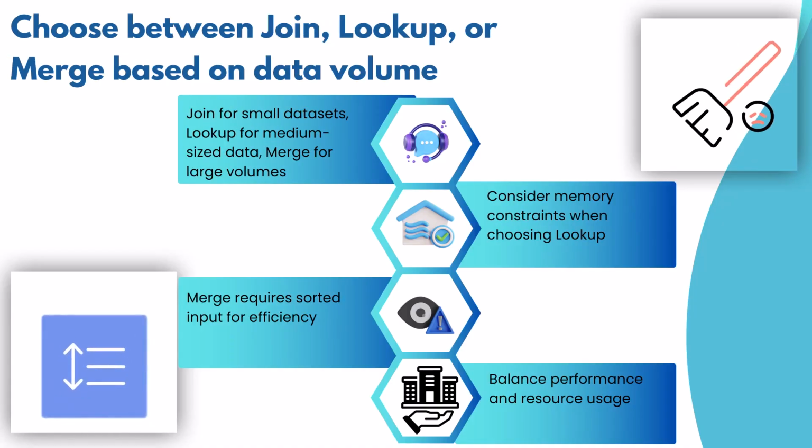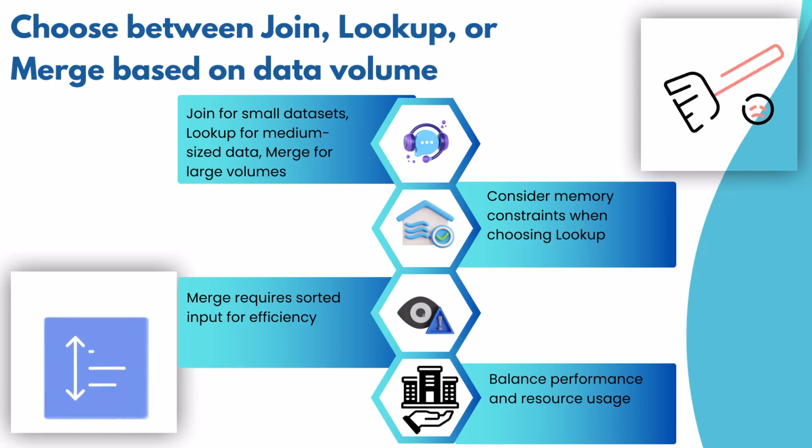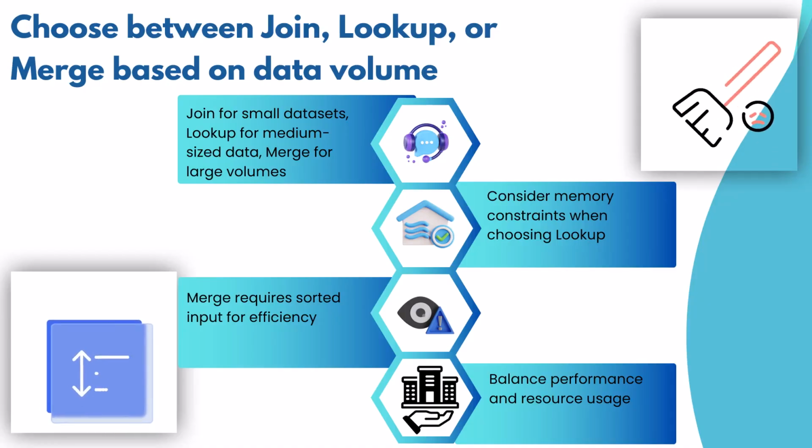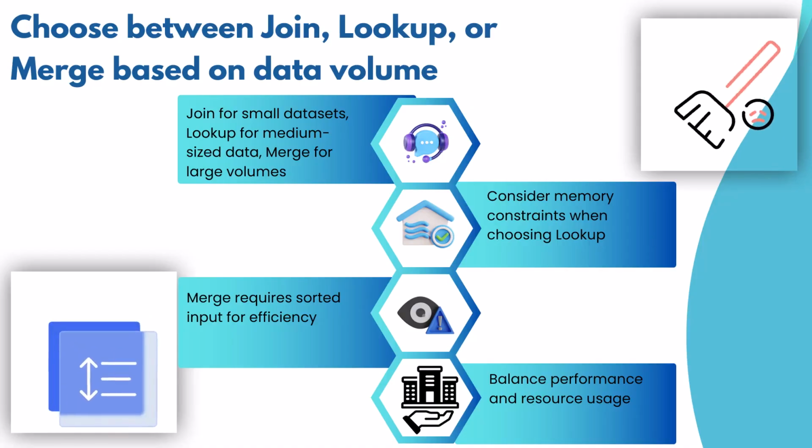Picking the right method for combining data is like choosing between a car, a bike, or a jet. Depends on the distance and fuel costs. Join works great when data is small. Lookup is decent for mid-sized datasets but eats up memory. And merge thrives with massive data if sorting is done first. The goal: speed and efficiency while keeping your system happy.